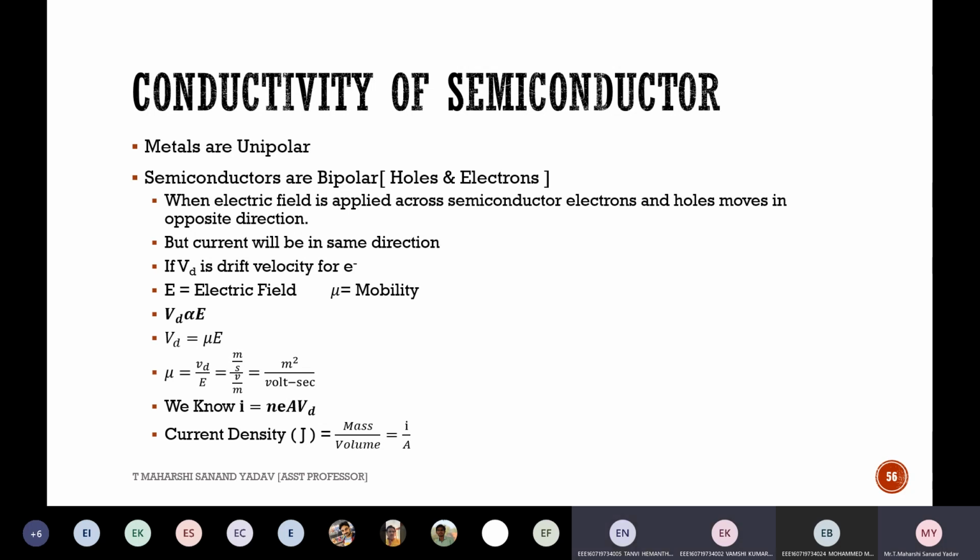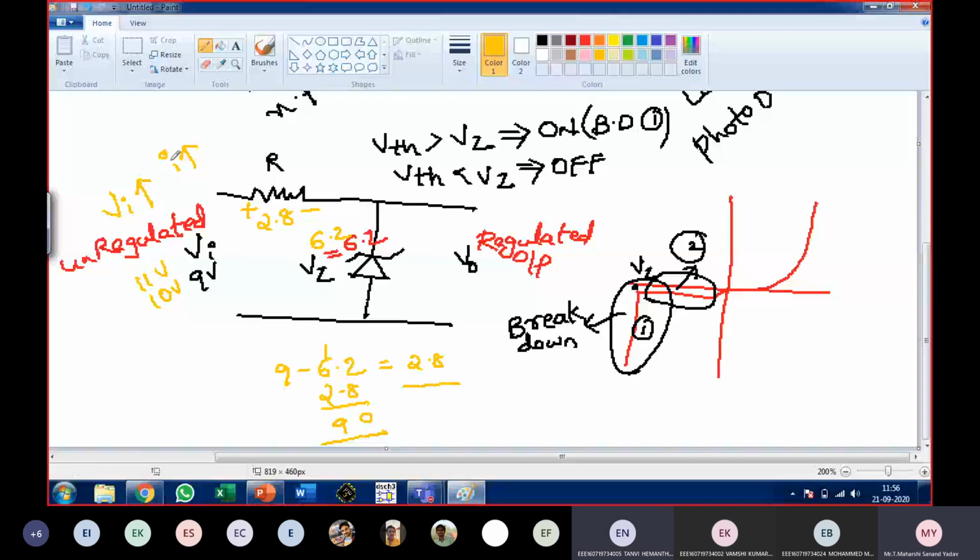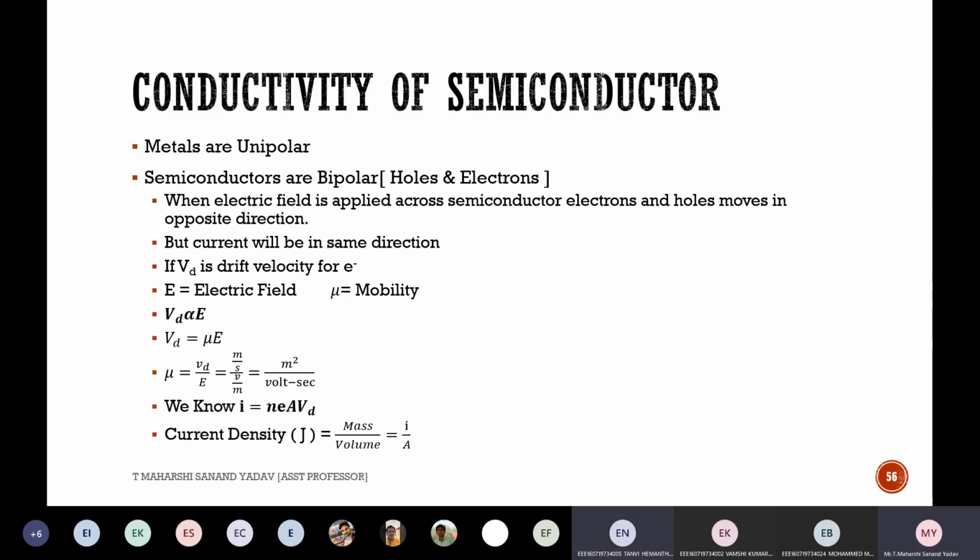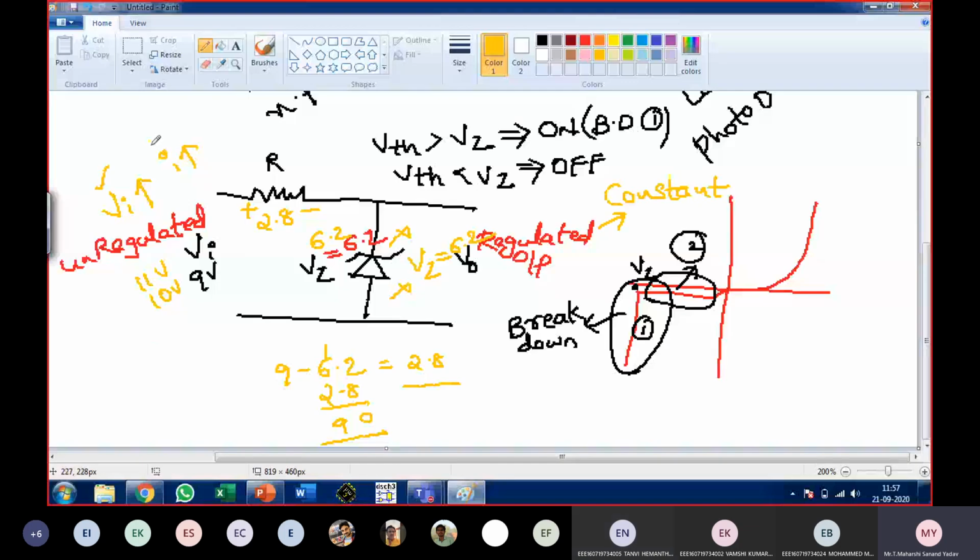Then what will happen to the voltage across Vz? Will it increase, decrease or stay constant? It won't increase, it won't decrease. It will maintain the constant value, 6.2 as specified. So that's why we are calling it regulated. It should be constant even though we are changing the input as well as the current. Even if all these parameters are changing, the output will be constant. That's why we call it the regulated output.